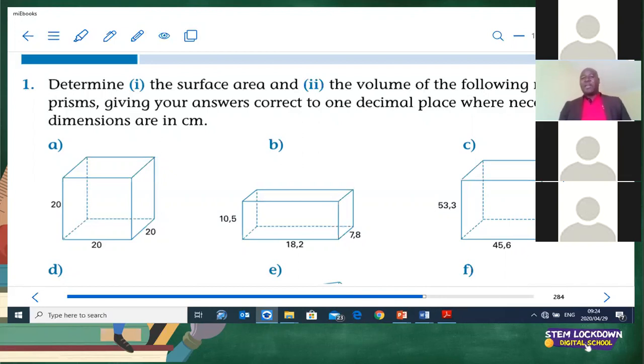The height is different. But if the height was also 45.6, the same as the length and the breadth, then we would conclude that this is a cube, and we would simply multiply the area of one face by 6. But you can't do that because the height is not the same as the length. Hence, you need to use the formula to calculate the surface area of the rectangular prism.